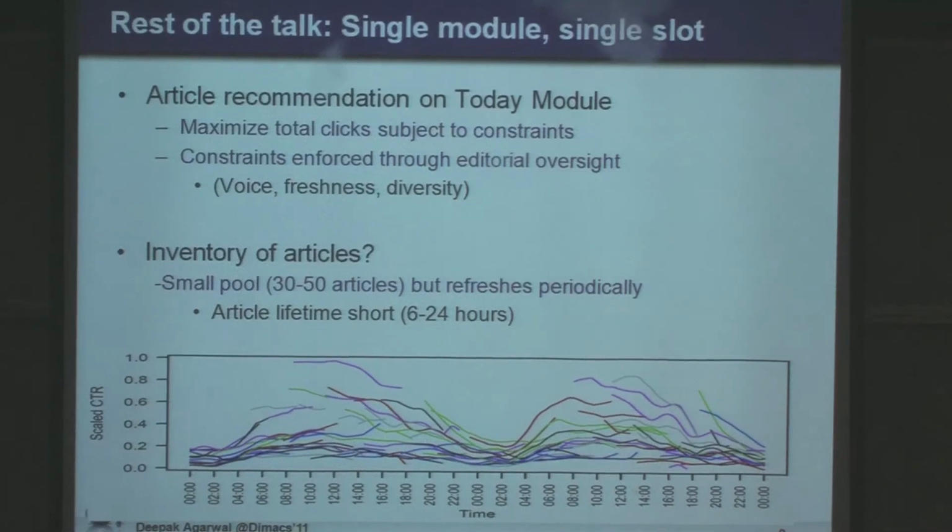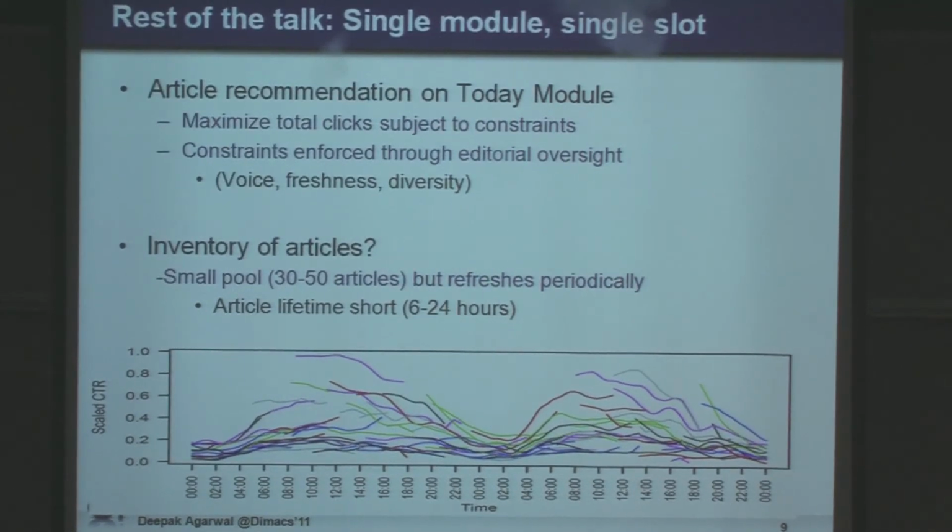As you were saying, this is the Yahoo front page. There are constraints which are imposed on what kind of articles we have in the pool to select from. And that's done through editorial oversight. So the editors make sure that the pool of articles which we have is fresh, they are diverse. It's kind of reflective of the Yahoo voice, right?